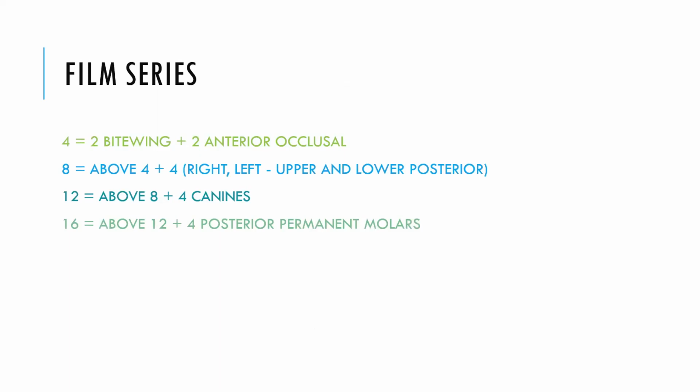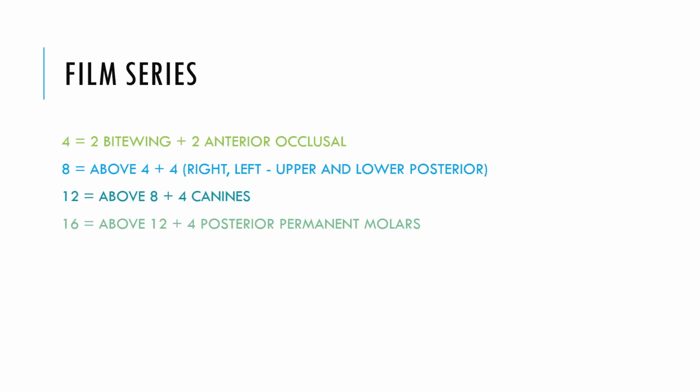You must have come across these questions. So what all films are included? What all radiographs are taken in these surveys? If they ask for a 4 film survey, then in that, 2 bitewing and 2 anterior occlusal radiographs are taken. Okay, 2 bitewing and 2 anterior occlusal.